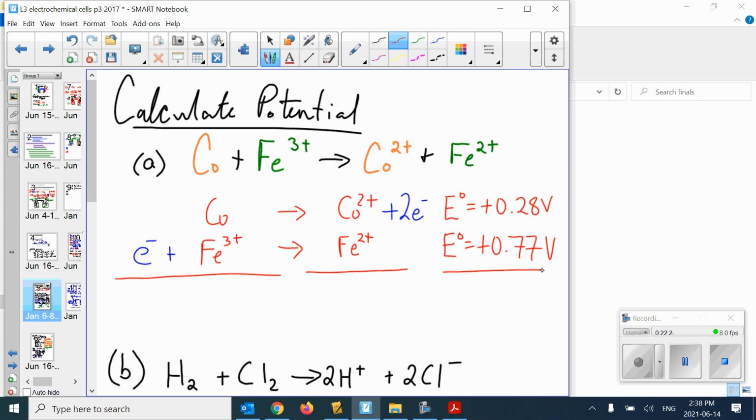Now, I already flipped the sign on the 0.28 volts for you from a different section. Okay? But what do you notice about the electrons? Because we have to have everything balanced. You need to multiply the second equation by 2. 2 here, 2 here. That makes it easy.